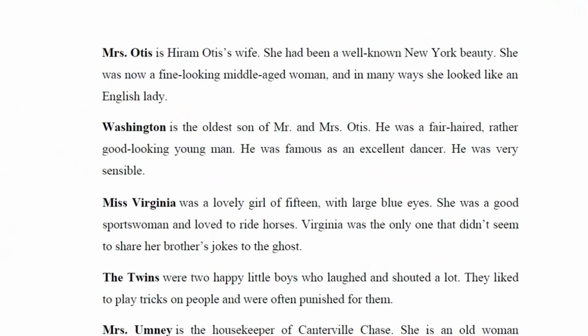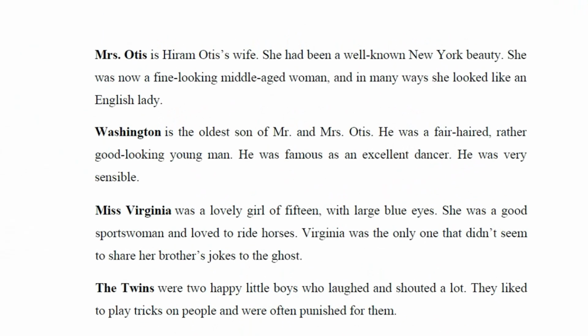Mrs. Otis is Hiram Otis's wife. She had been a well-known New York beauty. She was now a fine-looking middle-aged woman, and in many ways she looked like an English lady.